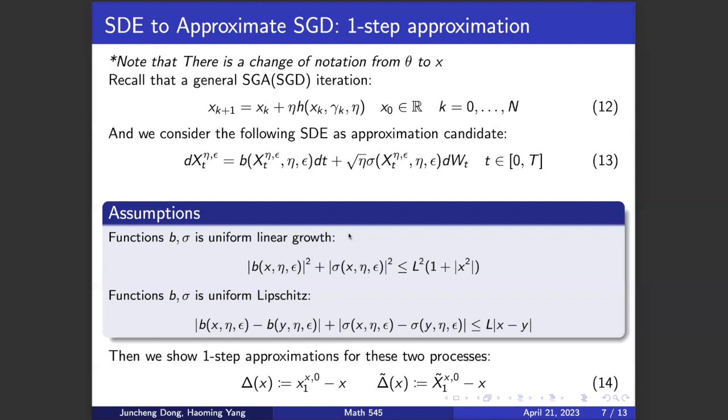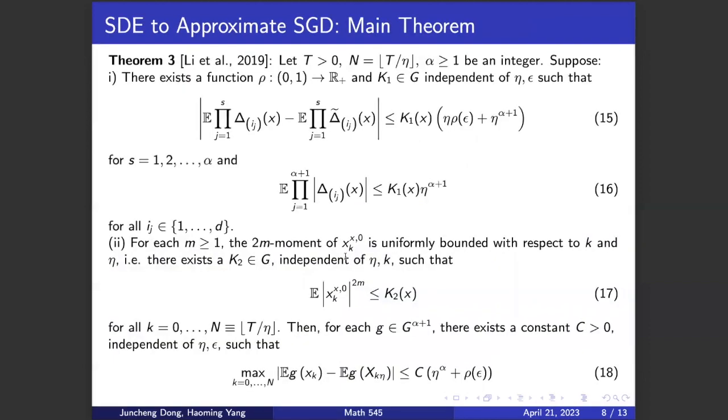And we assume some classic assumptions that B and sigma are uniformly linear growth and uniformly Lipschitz for equation 13's SDEs. Now we define the one-step changes for the stochastic gradient descent process and also the SDE approximation to be equation 14. Then using all of those definitions that we have shown before, Li et al. in 2019 have proved this theorem as the main theorem of their paper to show that SGDs can be approximated by stochastic differential equations.